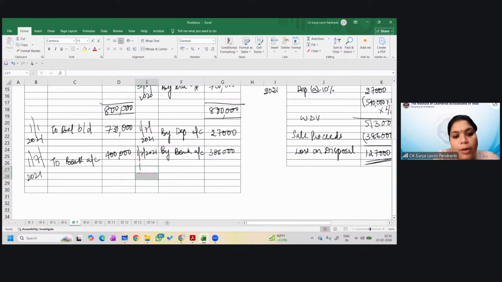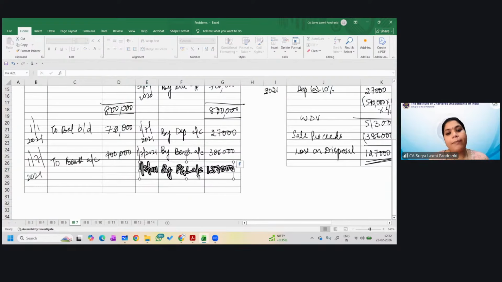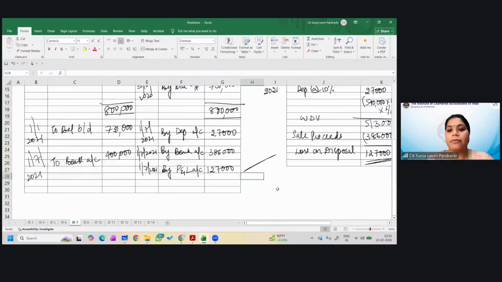Now, one more thing you have to record here is on this date by P&L account. The loss that we have. What is the loss? 1,27,000. Profit or loss, whatever you have to be recorded. This P&L account 1,27,000 is nothing but the loss that we have. Okay. This is clear till here.